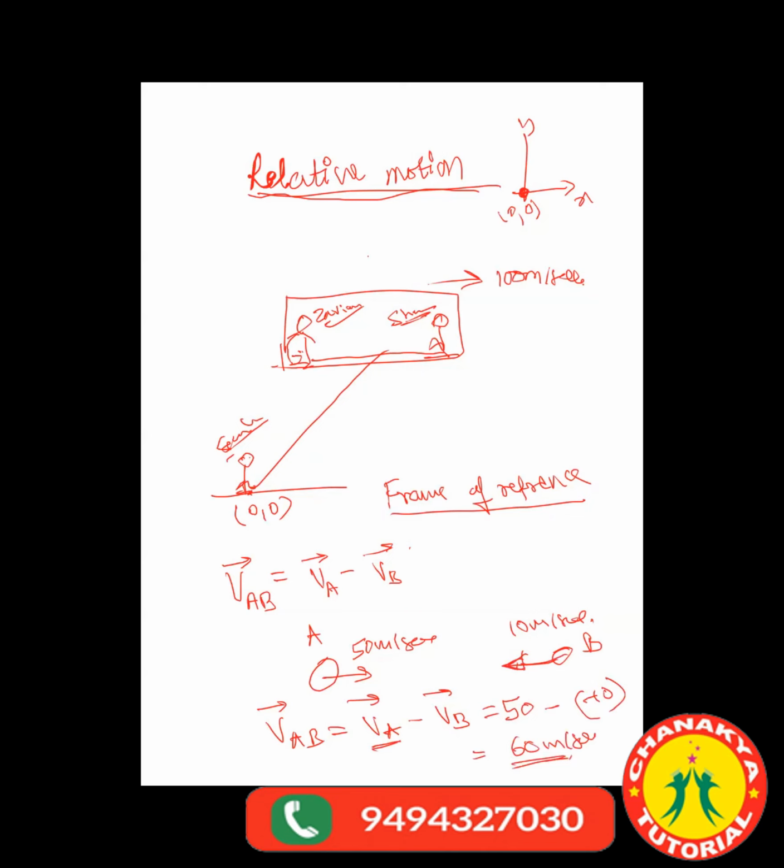Because with common sense also you can tell, if this B was at rest, I am moving with 50, but B is also coming towards me with some velocity. So of course it looks like B is coming very fast. Not with 40, it is with 60. Any doubt here?